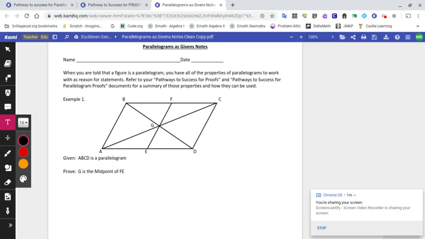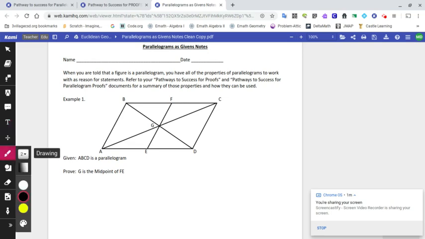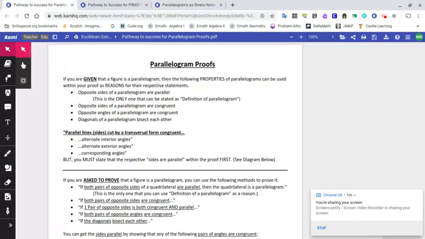If you're told that a figure is a parallelogram as a given, that's what we're going to start off with. Parallelogram is given. You have all of those properties that we talked about many months ago that you can use: opposite sides are congruent, opposite sides are parallel, opposite angles are congruent, diagonals bisect each other, all of those things. And those are all summarized on this parallelogram proofs document.